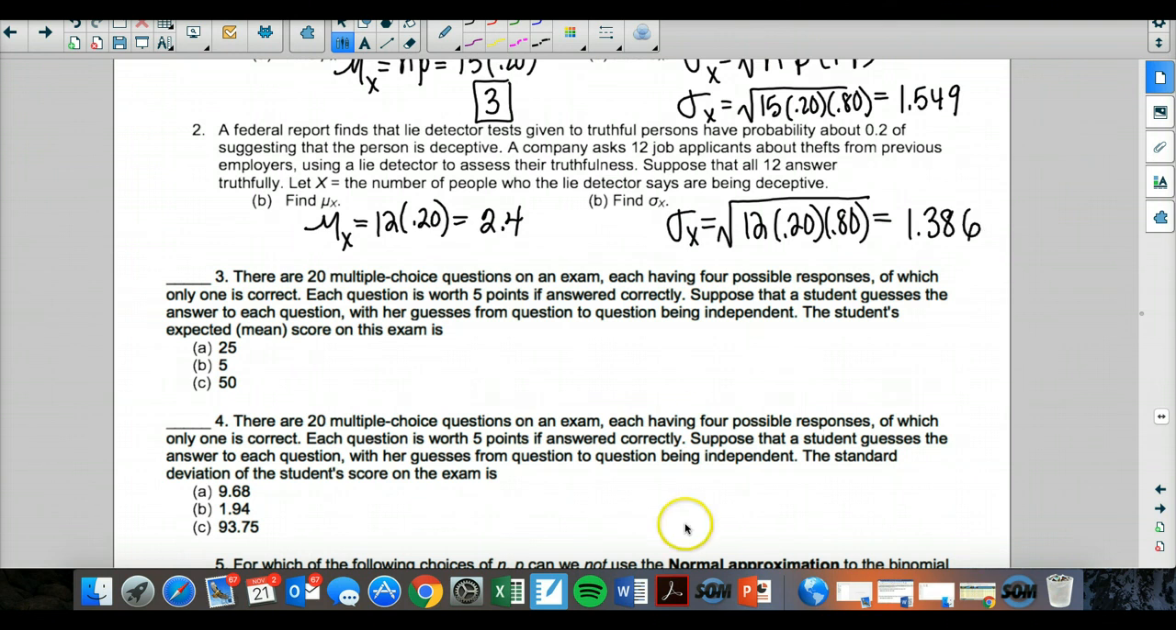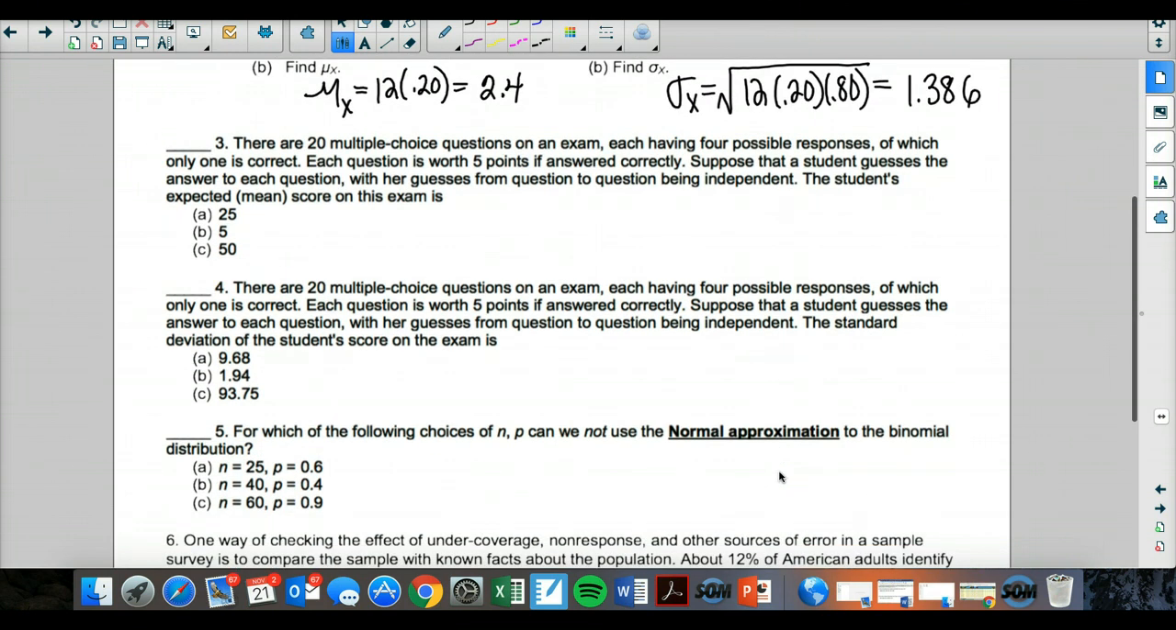All right, there are 20 multiple choice questions on an exam, each having 4 possible responses, of which only one is correct. Each question is worth 5 points to answer correctly. Suppose that a student guesses the answer to each question, with their guesses being independent. The student's expected mean score on the exam is, so there are 4 possible responses, so my probability of success is 0.25, and 0.25 times 20 is 5.